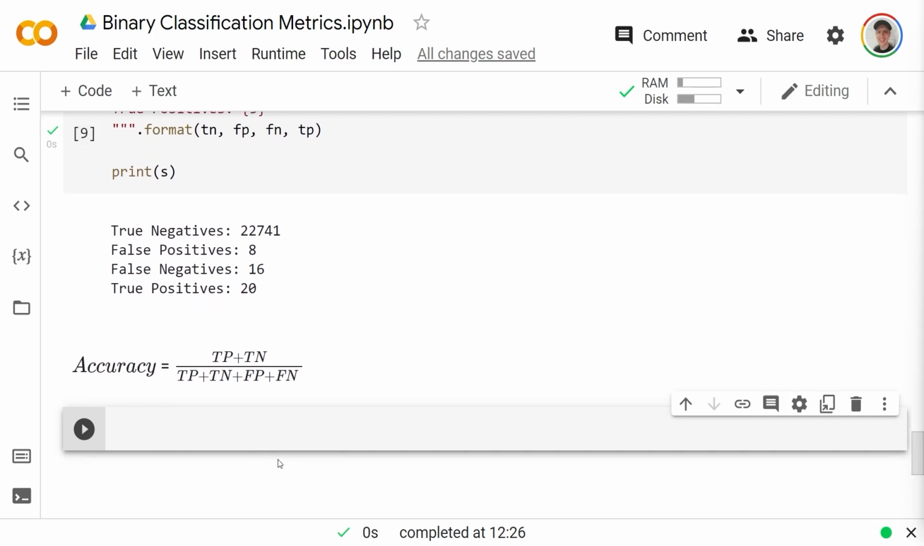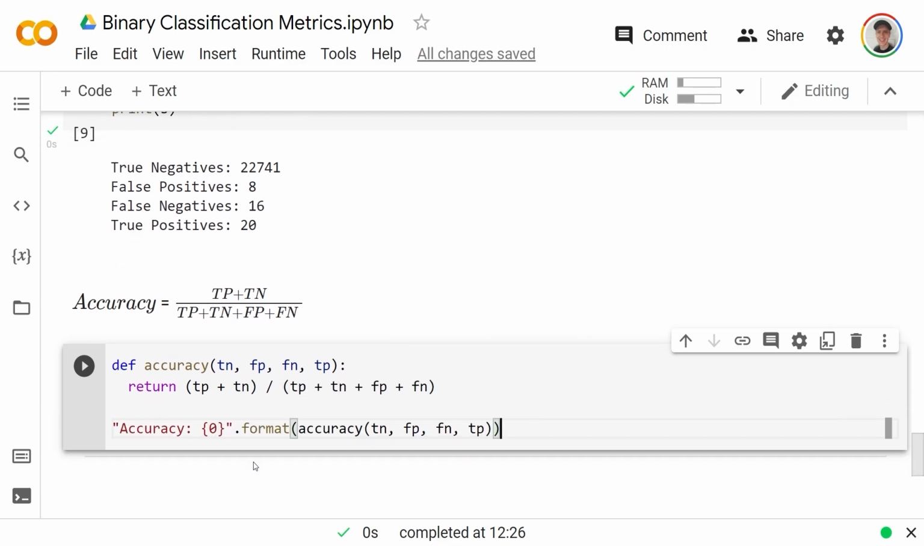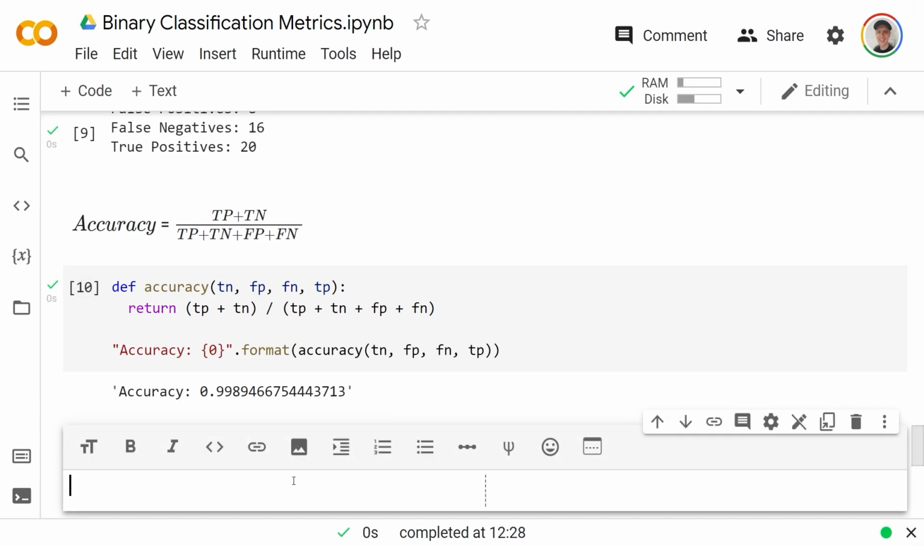To create a function that calculates this, it's very, very easy. We do define accuracy. We take true negatives, false positives, false negatives, and true positives, and we just return what it says above. True positives plus true negatives divided by all of those things. Then we print the accuracy and format that with the accuracy, and we can see that our accuracy in this example is 99.9%, which makes it seem very good, but we will see by looking at other metrics that it's not necessarily as good as it seems.